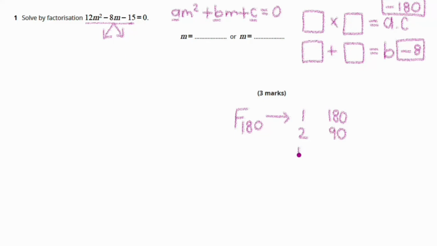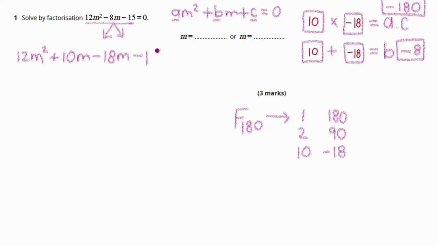So what about 10 and 18? Okay, if we multiply them, we do get 180. We want to get negative 180, so let's make this a negative. 10 times negative 18 gives us negative 180, and if we add them, 10 plus negative 18, we do get negative 8. So the 2 numbers will be 10 and negative 18. Okay, so let's rewrite this. We have 12m squared and we are splitting the middle term into positive 10m and negative 18m.